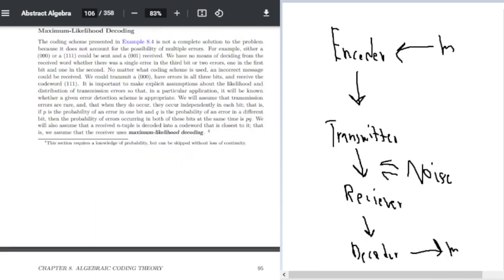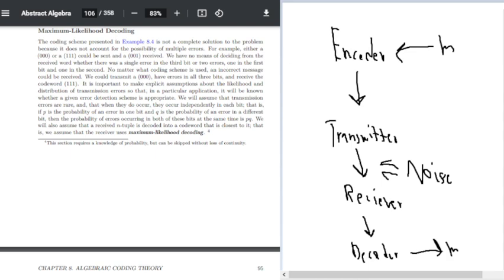Alright, maximum likelihood decoding. The coding scheme presented in example 8.4 is not a complete solution to the problem because it does not account for the possibility of multiple errors. For example, either a 000 or a 111 could be sent and a 001 received. We have no means of deciding from the received word whether there was a single error in the third bit or two errors, one in the first bit and one in the second. No matter what coding scheme is used, an incorrect message could be received. We could transmit a 000, have errors in all three bits, and receive the code word 111.